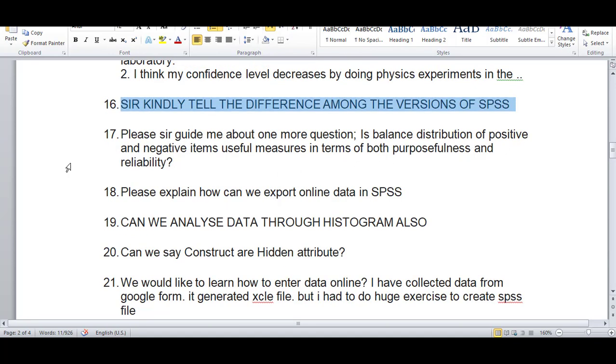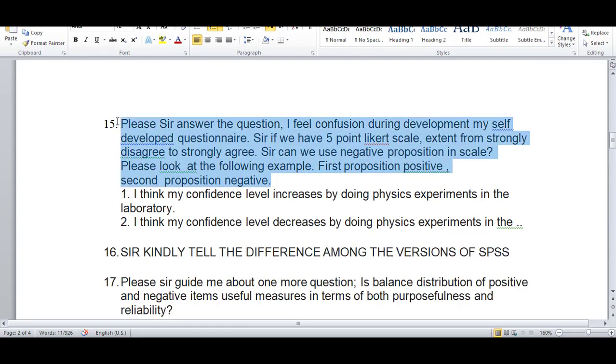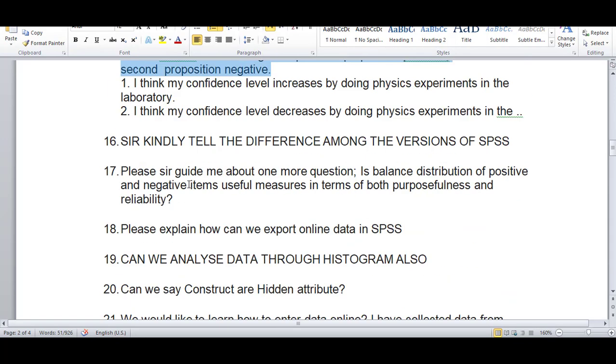17, please sir guide me about one more question. Is a balanced distribution of positive and negative items a useful measure if items are both positive and negative? I gave you the answer to this question earlier. It is not important to have a balanced distribution of positive and negative. Ideally, if you have 10 items, 2-3 should be negative, because if you put 50% positive items and 50% negative items, it gives a cognitive load to the participant. Participants would have a hard time understanding the question and answering.